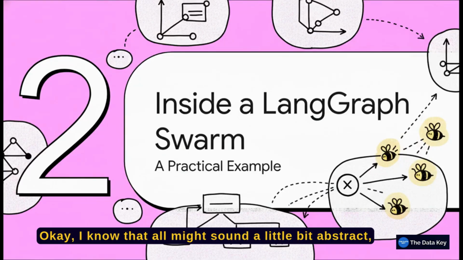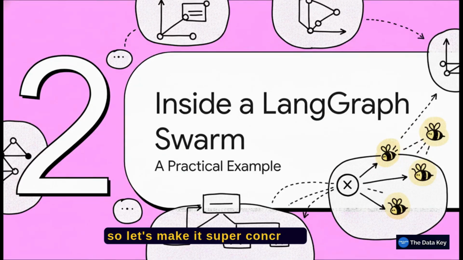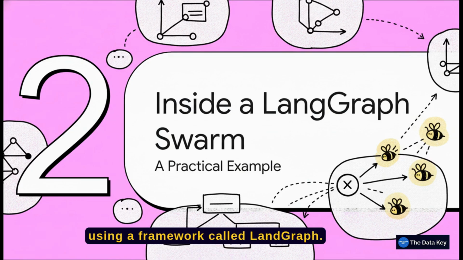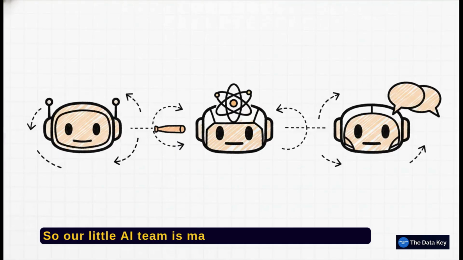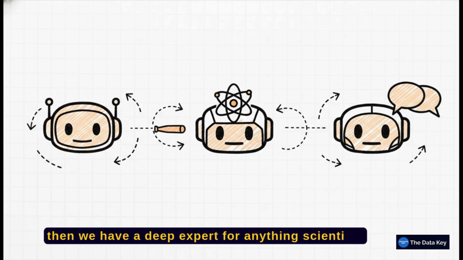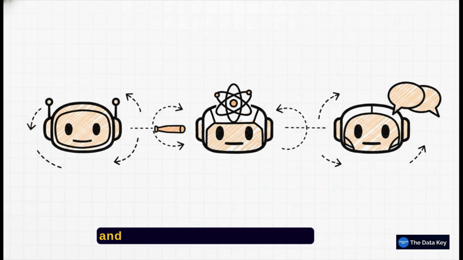Okay, I know that all might sound a little bit abstract, so let's make it super concrete. We're going to walk through a real-world example of a swarm that was built using a framework called LangGraph. So our little AI team is made up of three specialists. We have a generalist agent that handles common knowledge questions. Then we have a deep expert for anything scientific. And finally, we've got a translator.